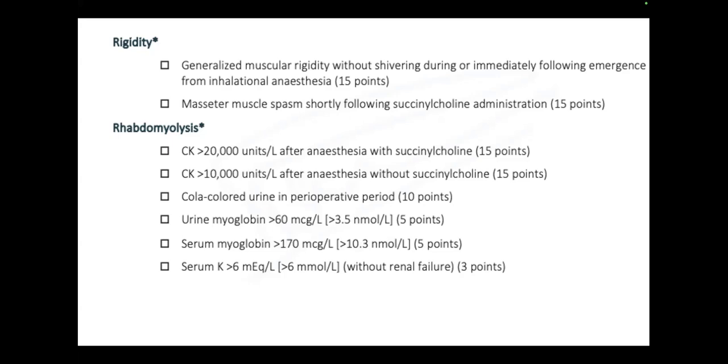If you measure urine myoglobin more than 60 micrograms per liter, 5 points. Serum myoglobin greater than 170, 5 points. Serum potassium greater than 6. But you have to mark only one of them. Here it is not multiple things. You will only have to score one of them.